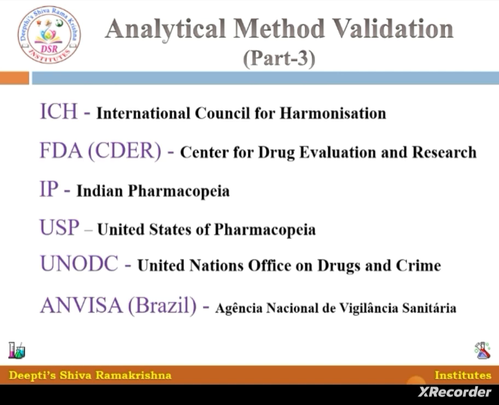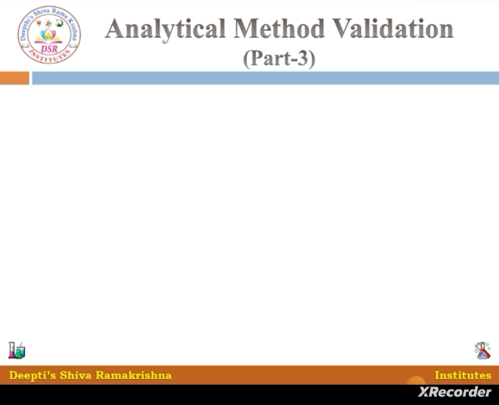So, in the previous videos we have discussed regarding 6 guidelines which describe how to perform analytical method validation. Those are ICH guideline, FDA guideline, IP guideline, USP guideline, UNODC guideline, ANVISA Brazil guideline. All these guidelines explained regarding analytical method validation.